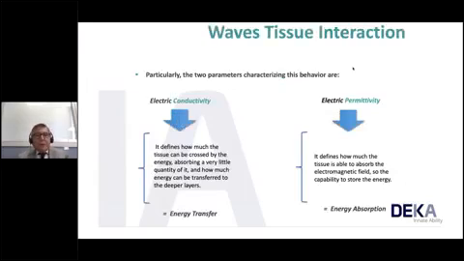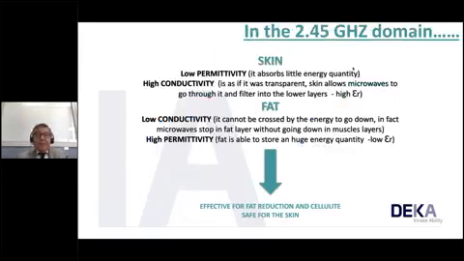Two parameters are important in the tissue interaction: electric conductivity and permittivity. The first refers to the energy transfer, and the second to the energy absorption. In skin at 2.45 gigahertz, the emission of Onda has low permittivity, so less absorption, but high conductivity. But in the fat, we can concentrate our action because there is a high permittivity. So it is very effective for fat reduction and cellulite, and safe for the skin, as we'll see later on.